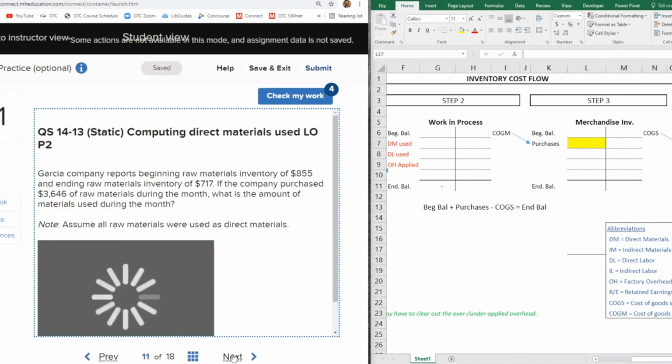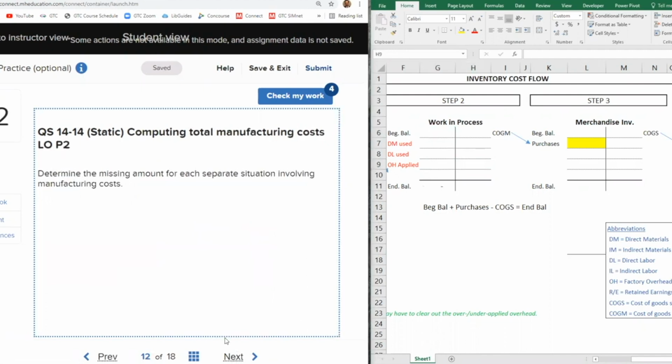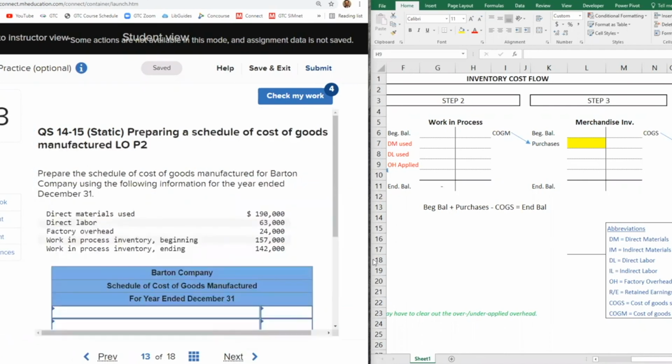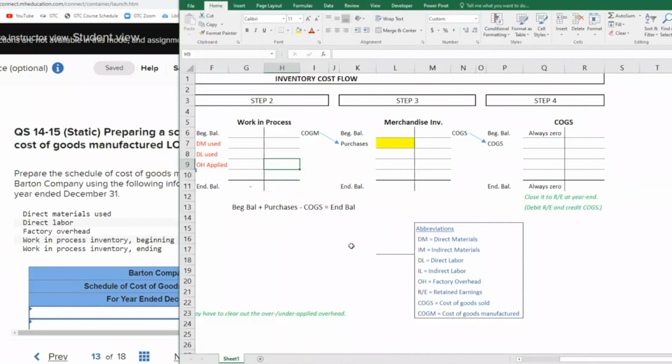This chapter is all about what we just did. Even this one says how much raw materials was used during the month. You're filling in the T accounts to find the missing number. So this is like an introduction to the concepts, but we're going to be getting more into all this stuff later. And there are the definitions, folks, that are super important. Just make sure you're aware of that.